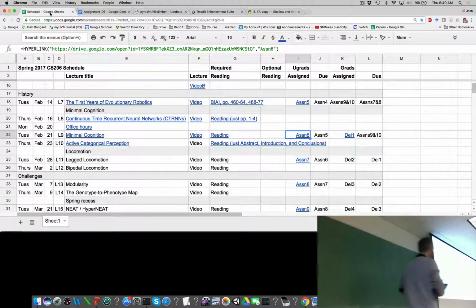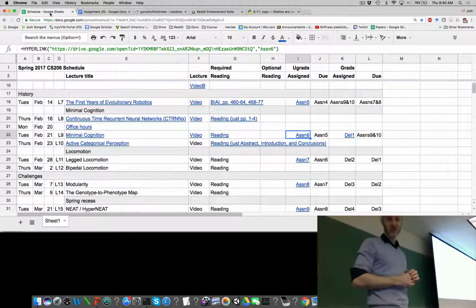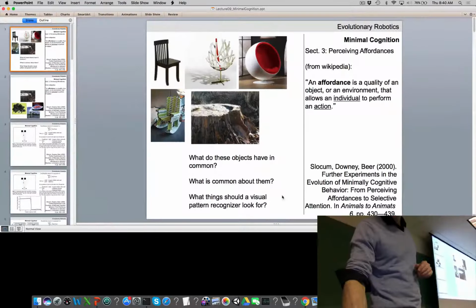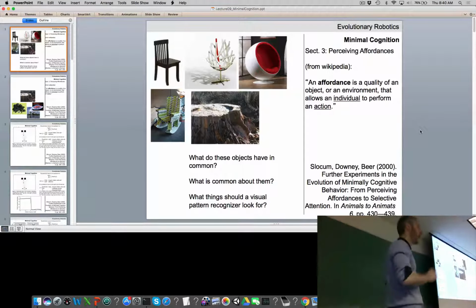We'll see ACP pop up again several times in the remainder of the course. Okay, so back to lecture 9. We were looking at this robot that was evolved to perceive affordances.